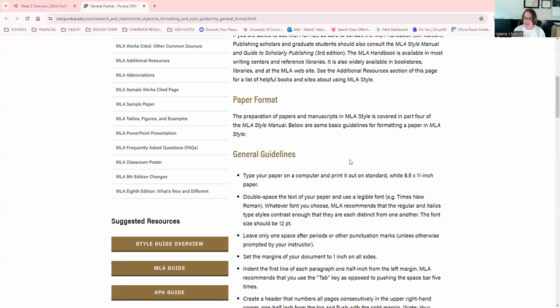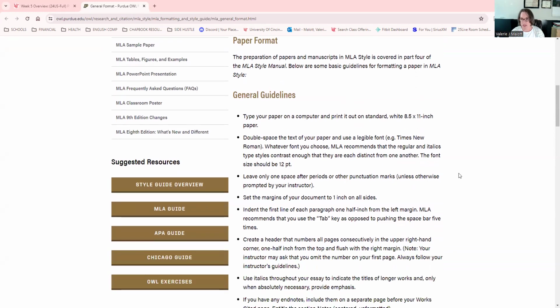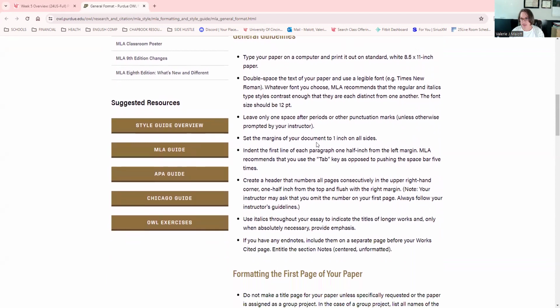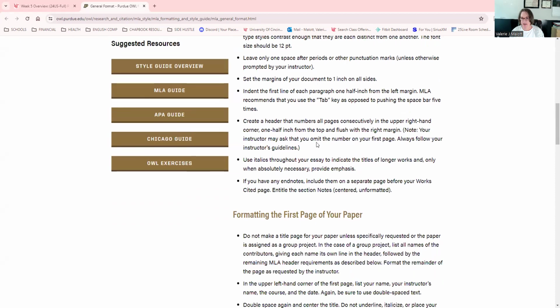Double space the text of your paper and use a legible font. Typically, we use a font size of 12 points. It does not have to be Times New Roman. It's more than welcome to be Times New Roman, but it shouldn't be anything out of the ordinary. It should be easy to read. MLA recommends that the regular and italic types contrast enough so that they're distinct from one another. Margins should be set to 1 inch on all sides.